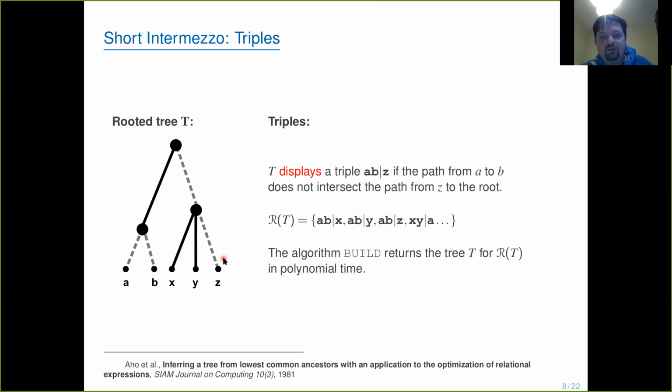There is a well-known algorithm that is called BUILD, and this returns a tree for a given triple set that I derived from a tree in polynomial time. Of course, there are non-compatible triple sets and so on. All these things are not needed here. The only thing we need to know is that there is an algorithm that returns a tree for a given triple set that I derived from some tree in polynomial time.